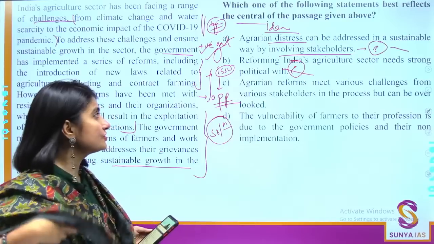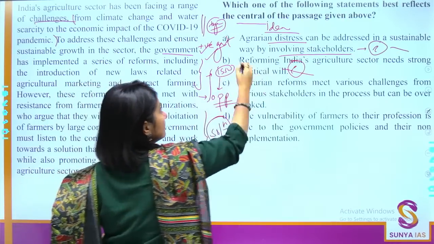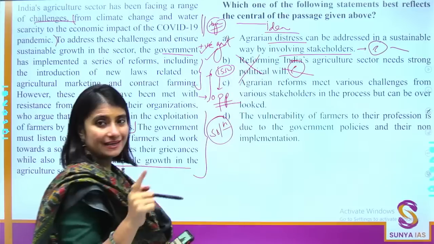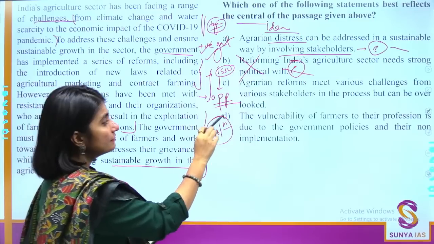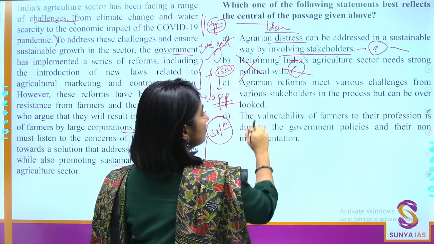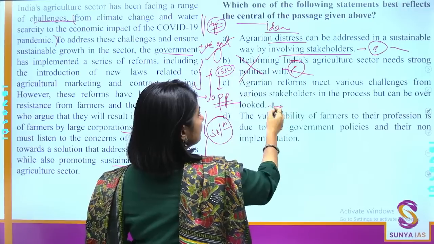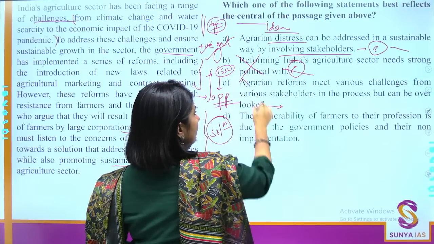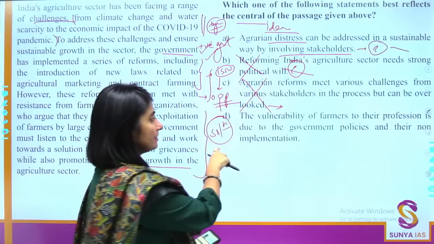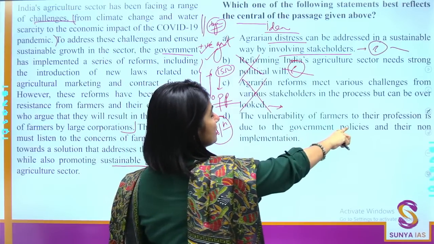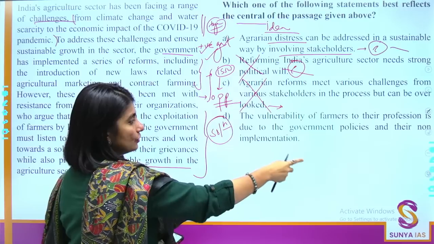Reforming India's agriculture sector needs strong political will. It is saying that there is a strong political will and the government has made a law. Agrarian reforms meet various challenges from various stakeholders in the process but can be overlooked. We are not talking about overlooking them. We are talking about solving them by involving people. The vulnerability of farmers to their profession is due to the government policies and their non-implementation.